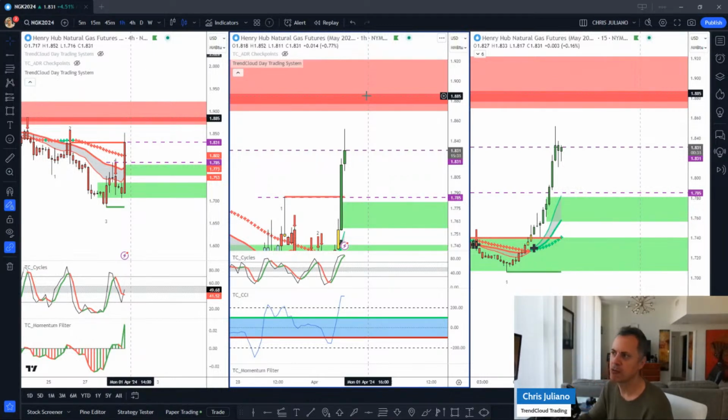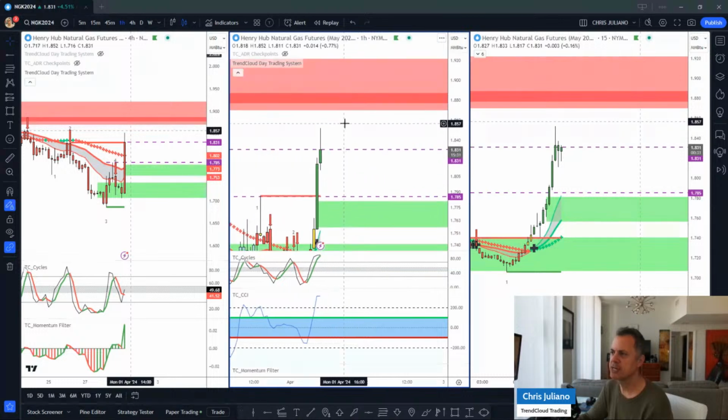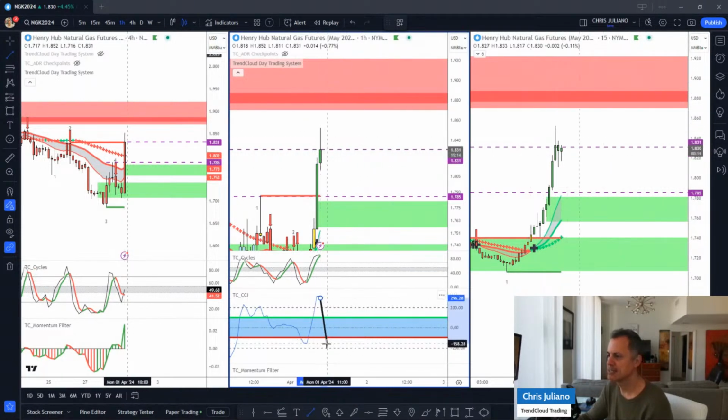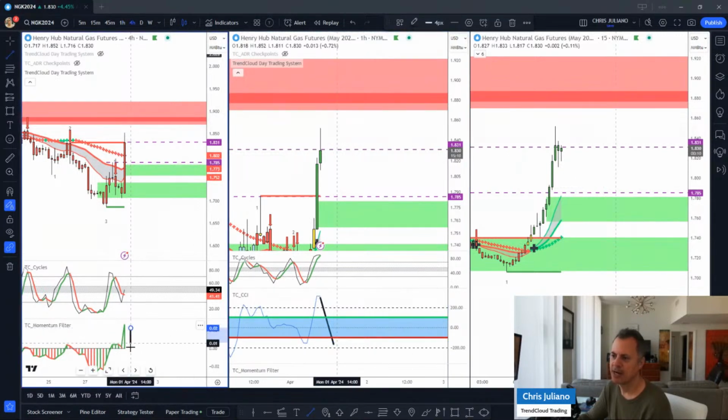Well, what do you mean, Chris? Well, why don't we start taking supply zones when we've got momentum on our side, right? Let's take the pullback into a supply zone when we've got CCI below -100 and high time frame momentum is down. You know, this thing is red.